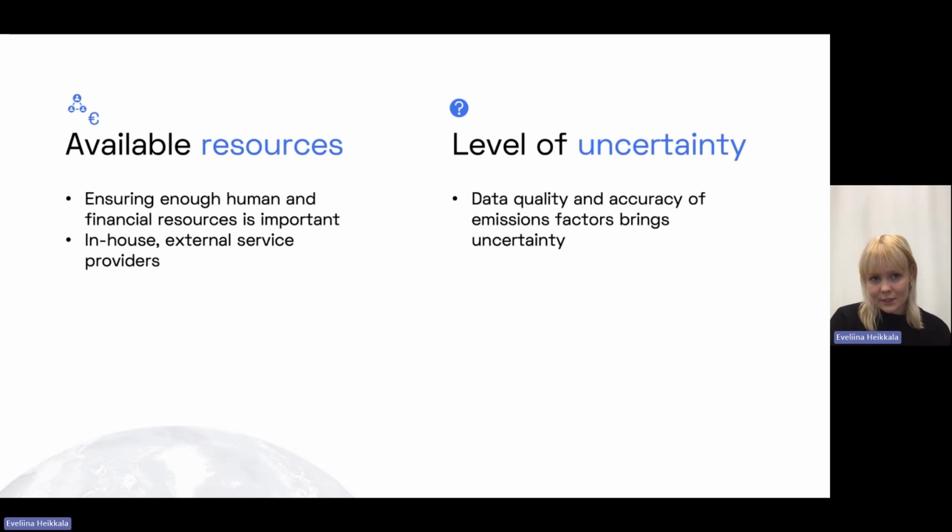And then available resources. So it is very important to ensure enough human and financial resources for the calculations. And companies can choose between external or in-house calculation, or then use a combination of both. And then the level of uncertainty. So data quality and accuracy of emission factors will always bring some level of uncertainty, but also the standards and protocols and guidances advise you on how to actually measure the uncertainty level, like the data quality and the overall quality of the results.